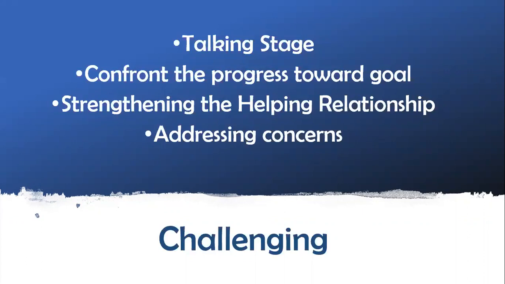So you want to confront and see where the person is towards the goal. You want to make sure that they're not just talking about it and they're actually doing what they say they're going to do. The next thing you move into is strengthening the helping relationship. This is all basically about helping someone. You strengthen it by confronting them, by making sure that they're actually doing what they say they're going to do, and that you support them in that process, and also addressing concerns.